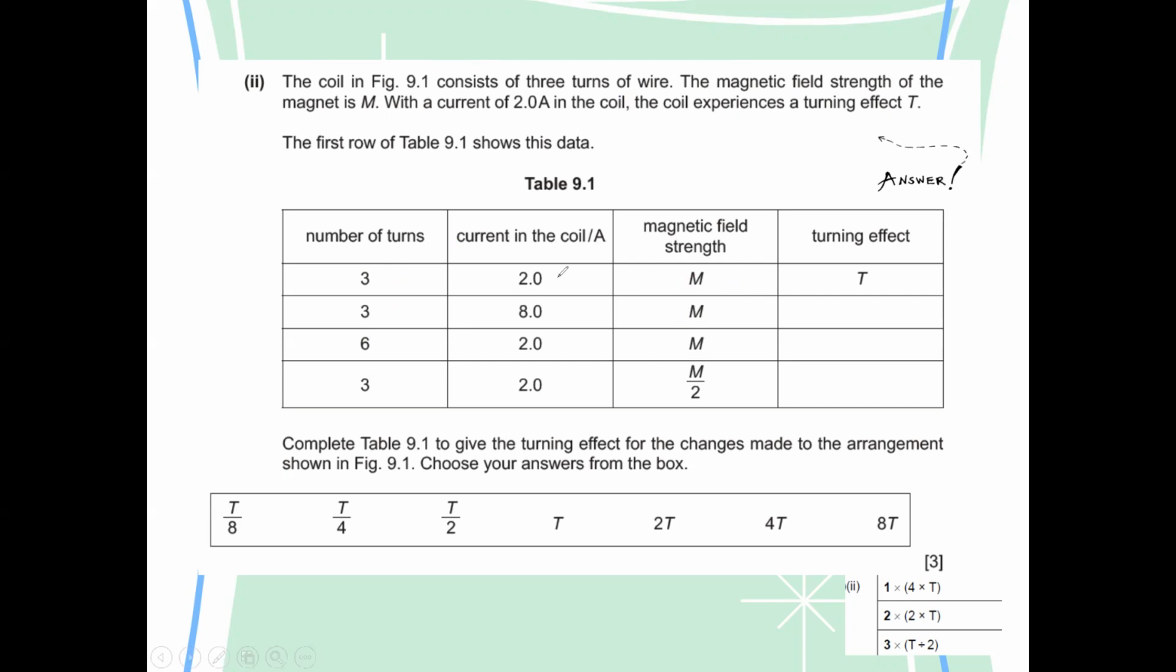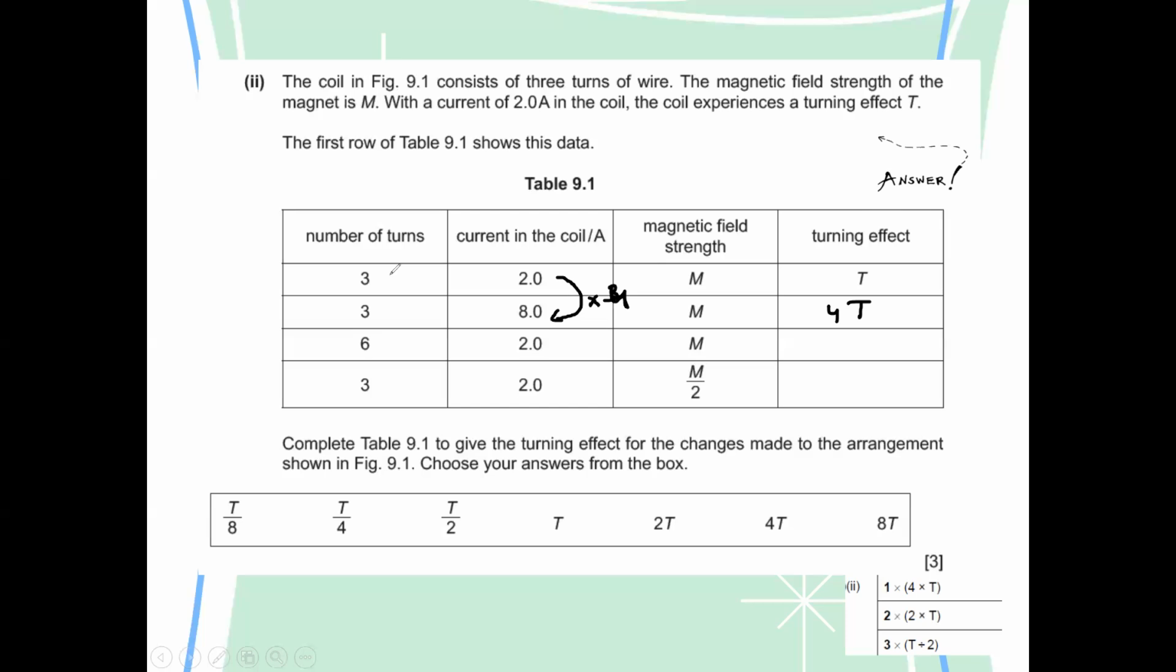By what factor have we changed the current? It was 2 ampere, now it has changed to 8. It means it has changed by 4, sorry, not 3. So it has increased by 4. If it has increased by 4, what will happen to the turning effect? If the turning effect was T, now it will become 4 times T. That's why the speed of rotation will also increase.